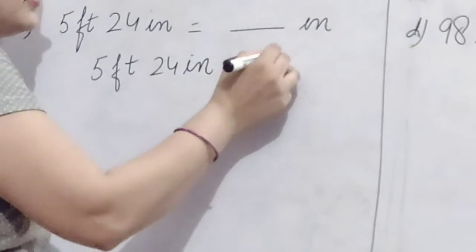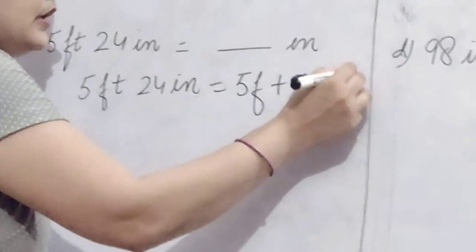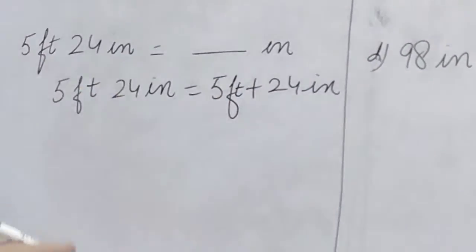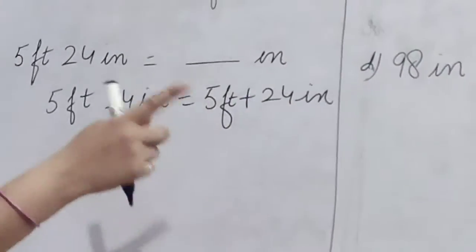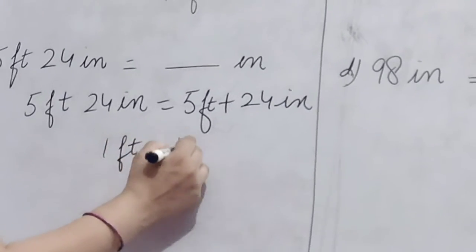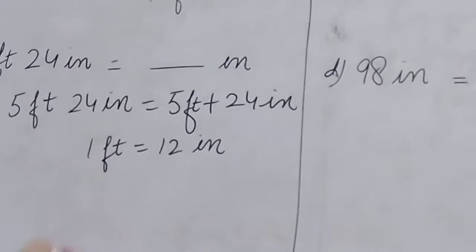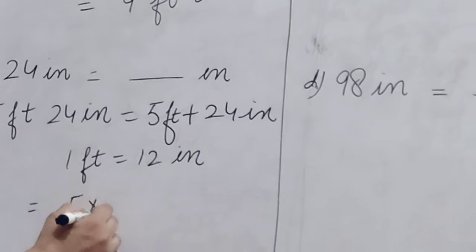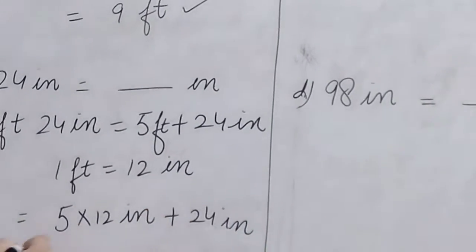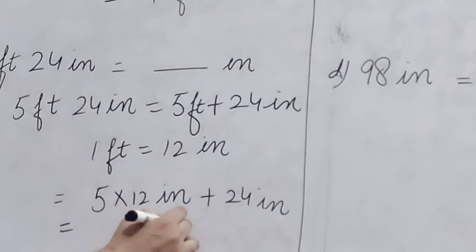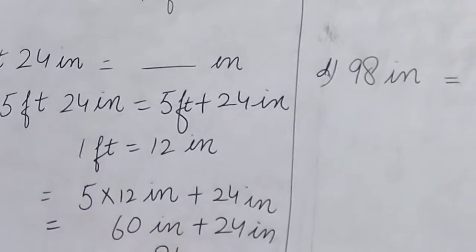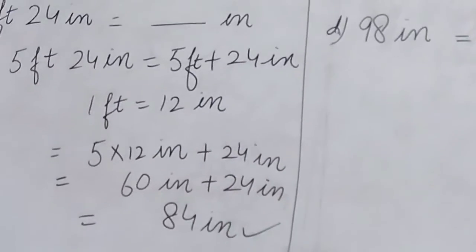We can write 5 feet plus 24 inch. Feet to inch. Feet is a bigger unit and we want to convert it into inch, smaller unit. In that case, we do multiplication. We know that 1 feet is equal to 12 inch. So put this value, 5 feet is equal to 5 into 12 inch plus 24 inch, 12 fives are 60 inch plus 24 inch, which is equal to 84 inch. That's your answer.